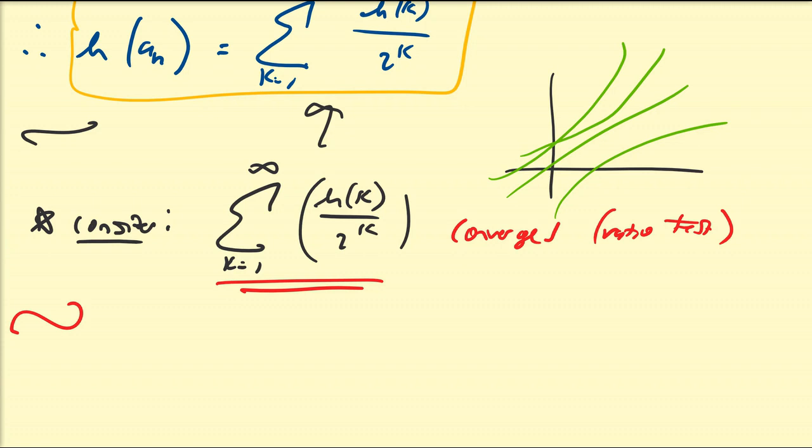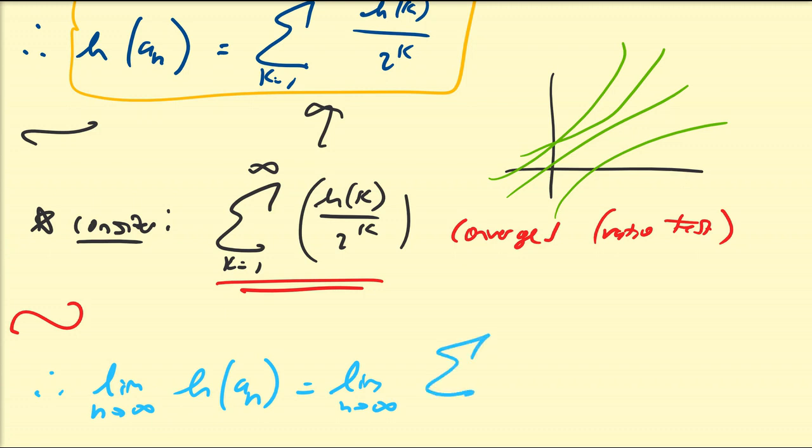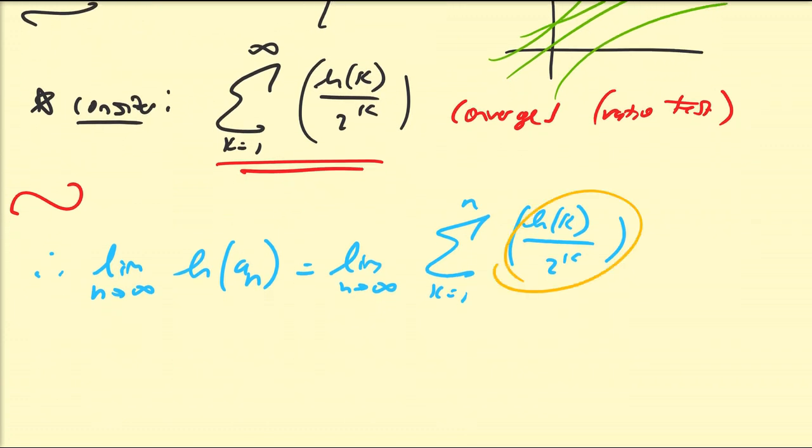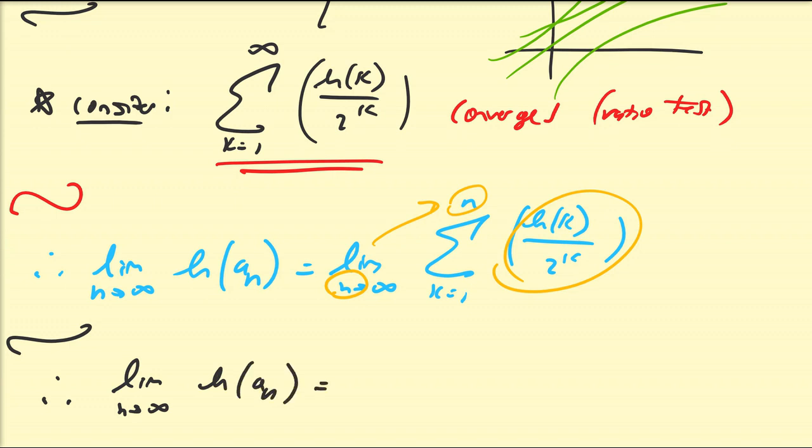All right, so from here we have the following result. That means the limit as n goes to infinity of the natural log of a_n is equal to the limit as n goes to infinity of the sum from k equals 1 to n of the natural log of k all over 2^k. This expression is independent of the value that we're limiting, so we can just apply the limit to the upper bound of the sum. So we have the limit of the natural log of a_n is equal to the sum from k equals 1 to infinity of the natural log of k over 2^k.